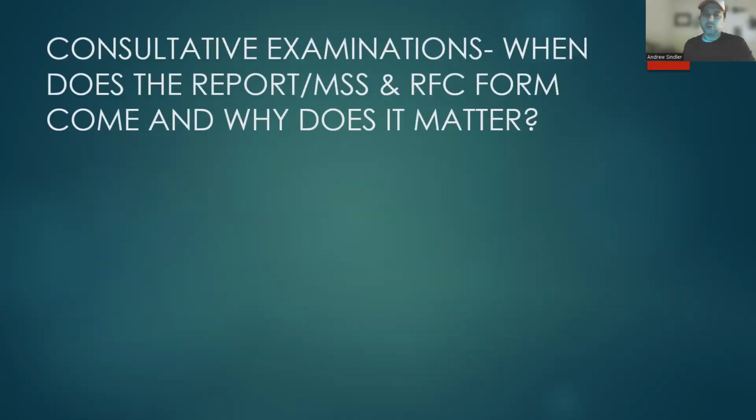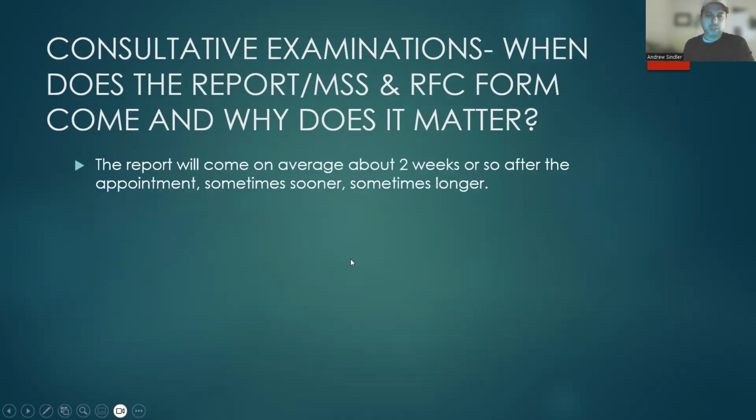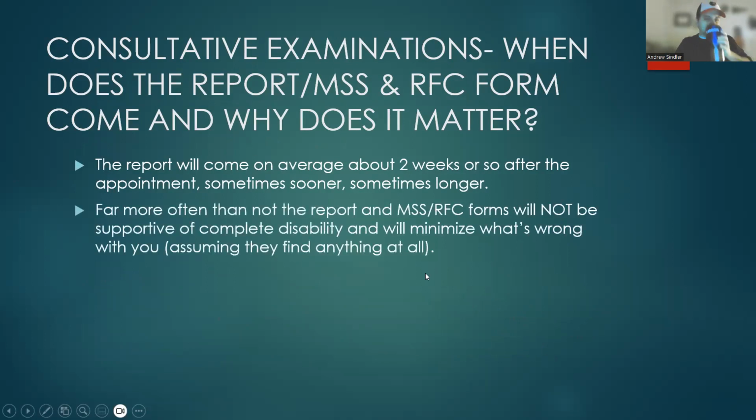But when does the report and the MSS and RFC form come, and why does it matter? Another why question. So again, I think I mentioned this a little prematurely. The average waiting time is usually at least 2 weeks. It can be longer and it can be sooner again. And again, if you have an attorney, they can access it online. So that's about a good time to start checking for it.